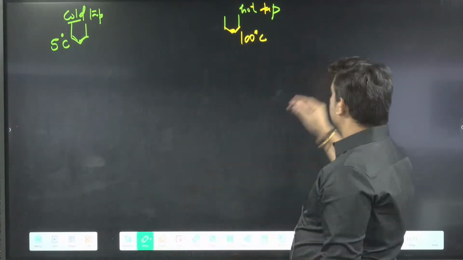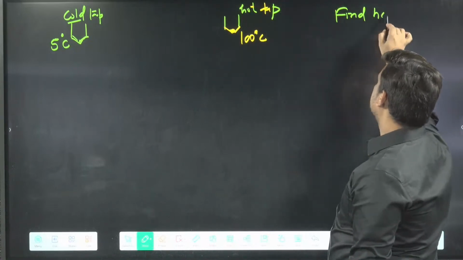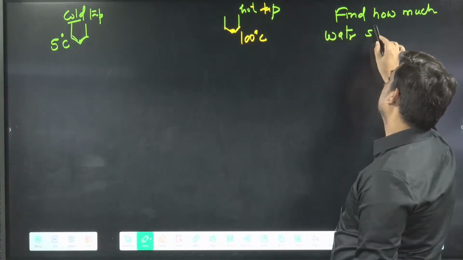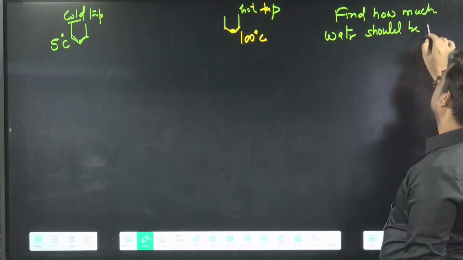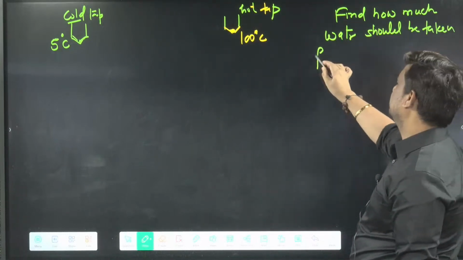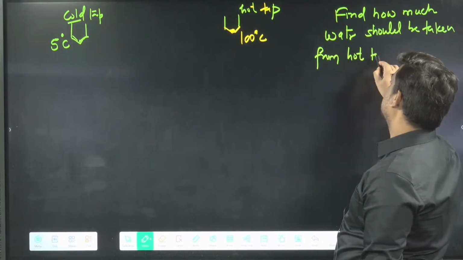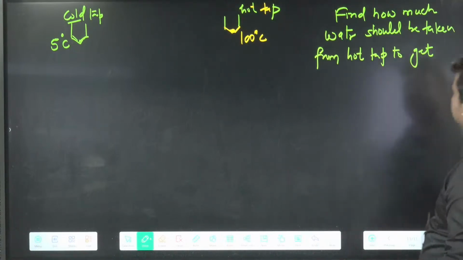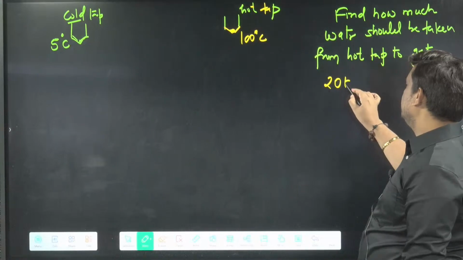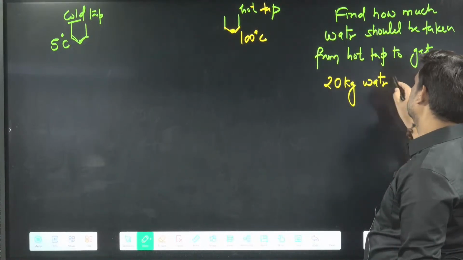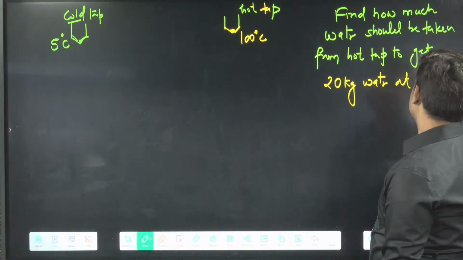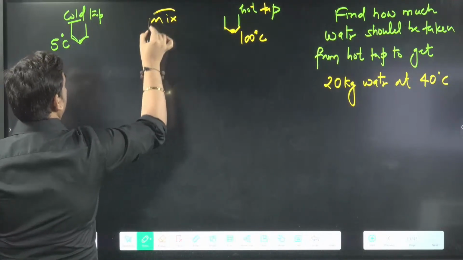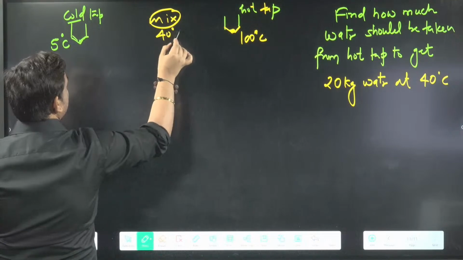Now they will ask here in the question: find how much water should be taken from the hot tap to get 20 kg water at 40 degrees Celsius. Means finally I want a mixture, I have to mix both. I want 40 degrees Celsius and 20 kg total.